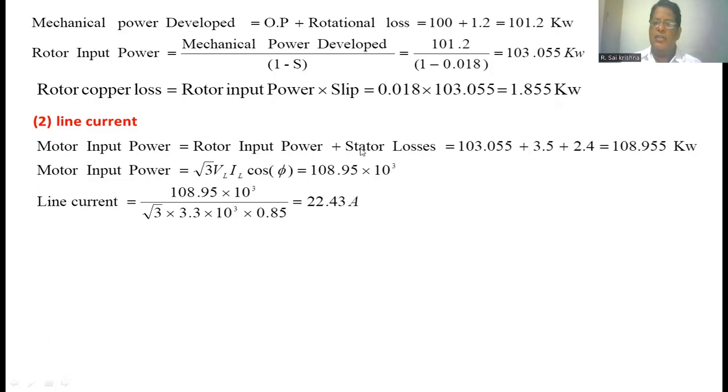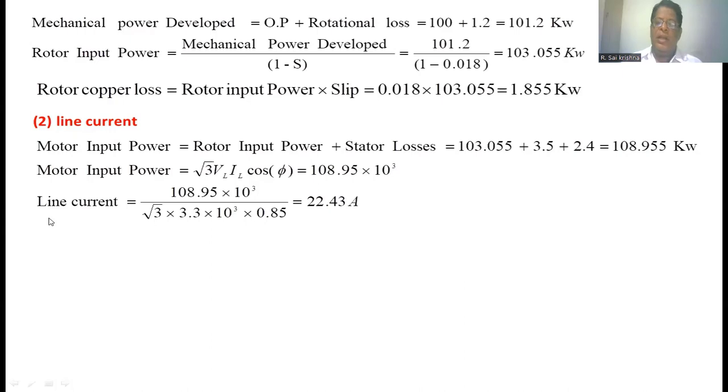Stator losses are nothing but stator copper loss and stator core loss also. So motor input power equals root 3 VL IL cos phi, equal to this value, 108.95 into 10 to the power of 6. Line voltage is given. Now we have to find out the line current. The power factor of the induction motor is also given at full load. Substitute all the values and simplify this expression.